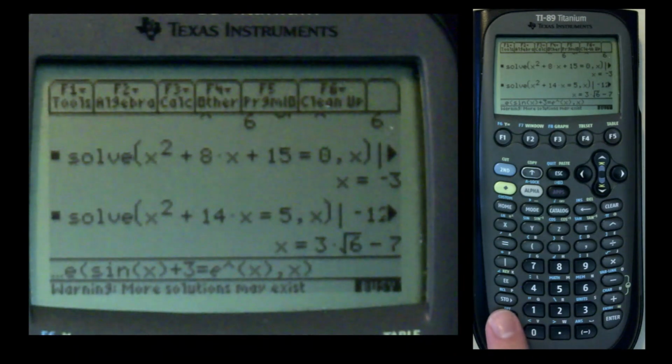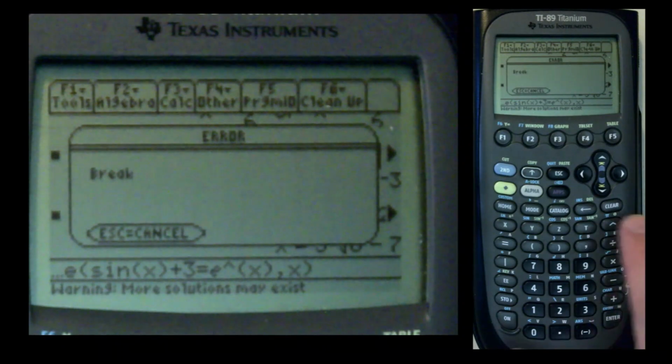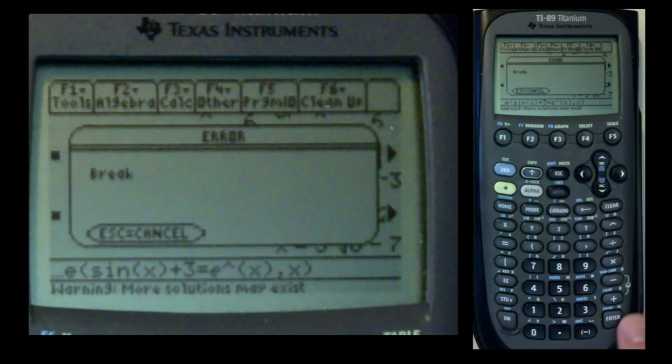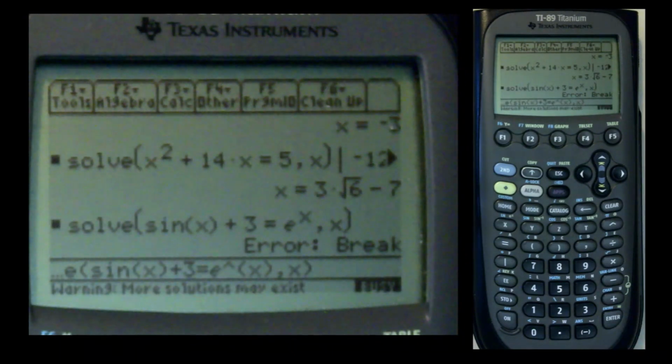If your calculator gets stuck and you want to stop it from doing all this work, you can hit the on button, and the on button will stop it while it's thinking, and you can either hit enter or escape. I think actually escape makes it continue. If you hit enter, it'll break it and stop the calculator from trying to calculate. But we're going to do it again and see what it comes up with.